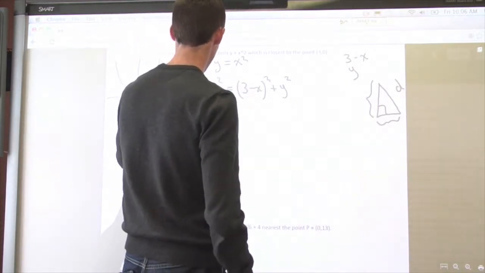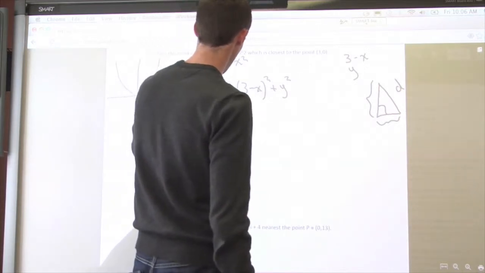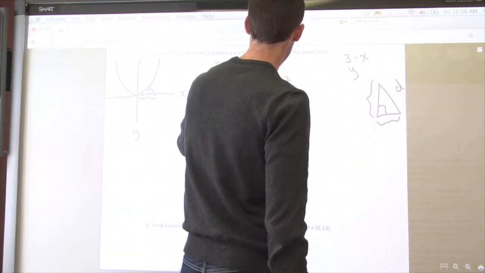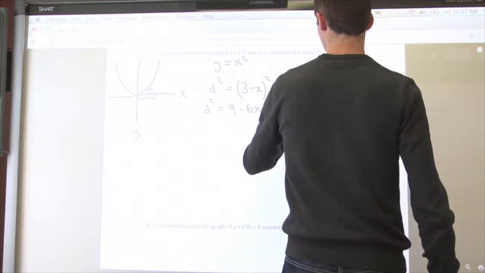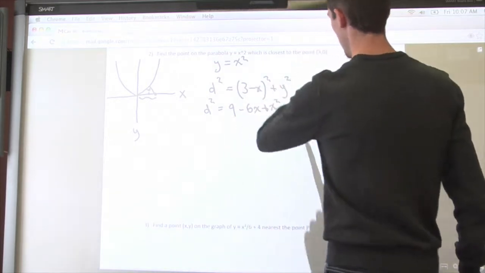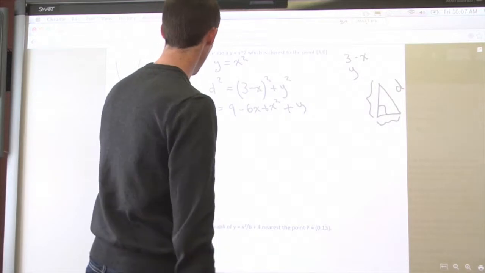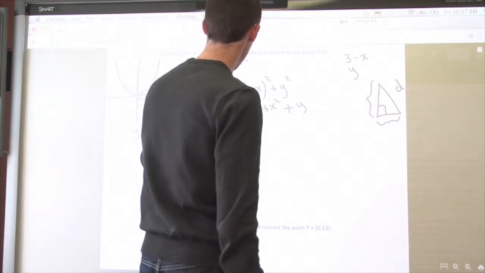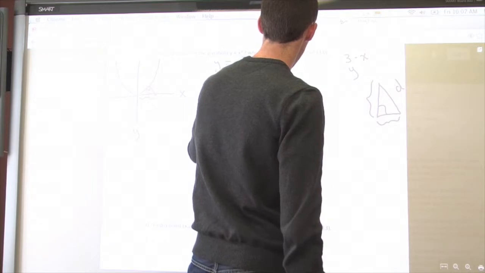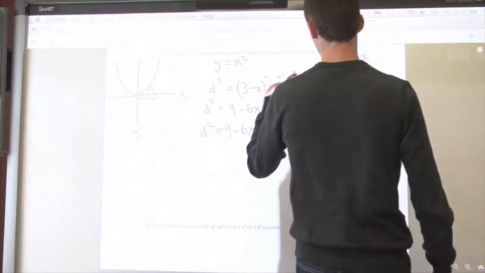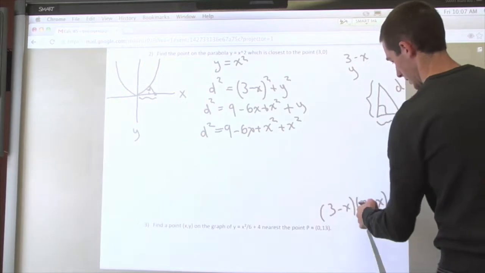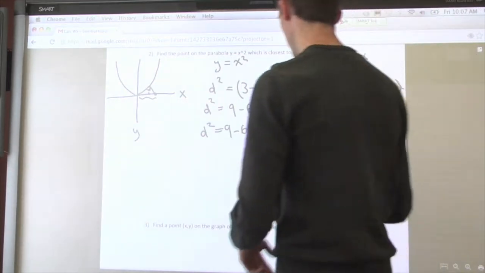Okay, so we'll go ahead and expand this out. So we get d squared is going to be, let's see, 9 minus 6x plus x squared. Okay, and then this one will be plus y squared. Now what we're going to look at doing is say that y is equal to x squared. So whenever we see y, we can just plug in an x squared instead. So d squared is going to be 9 minus 6x plus x squared plus x squared for the y. Just to make sure, we get 3 minus x, 3 minus x, so that'll give us 9 minus 6x, positive x squared.